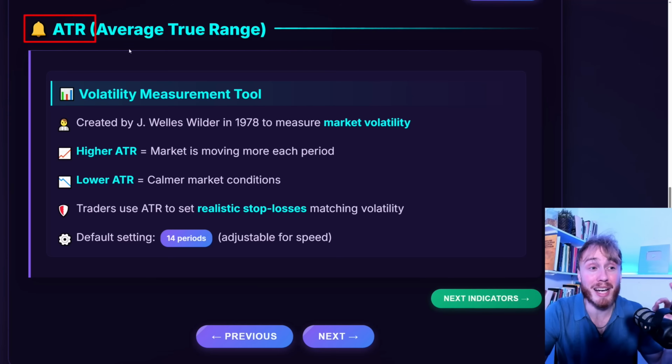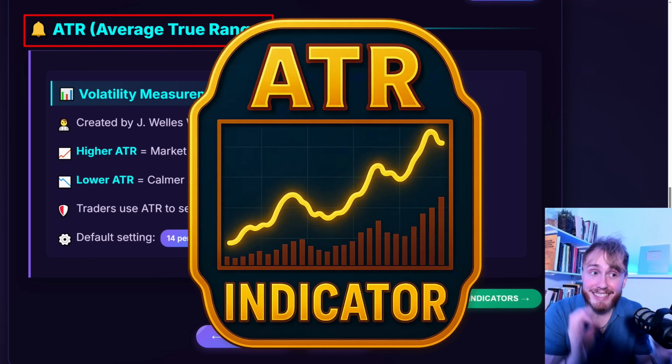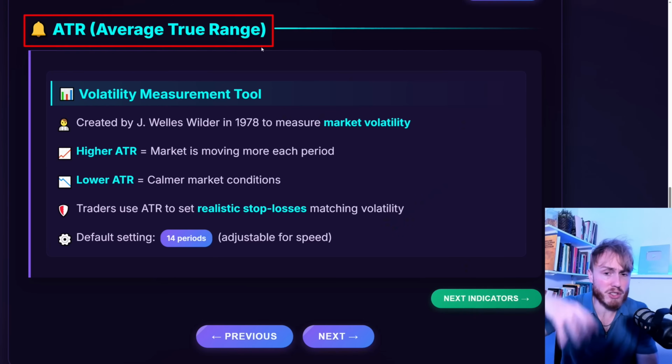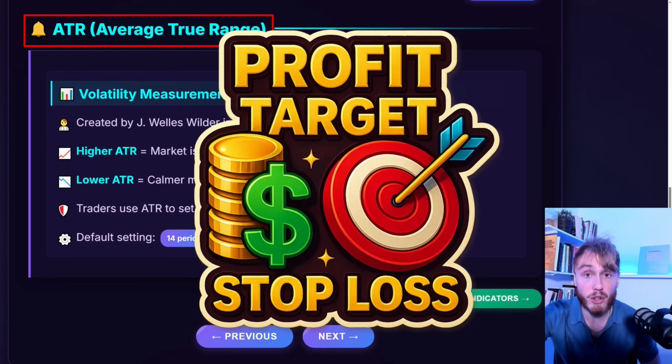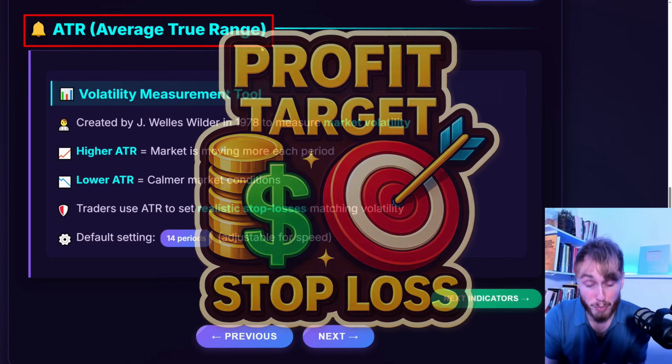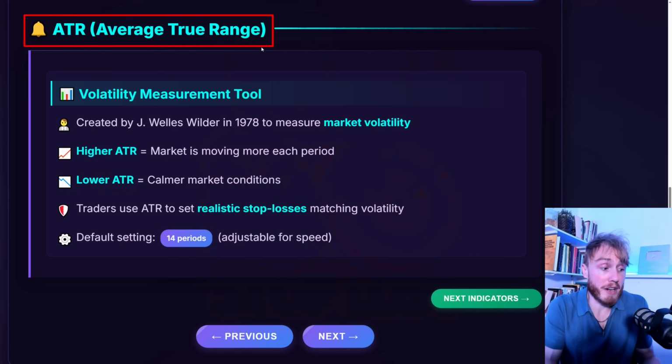Alright, so now it's time to take a look at the ATR indicator. And the ATR indicator can be a super useful tool. It can help you with key things like, where should you set your profit target, where should you place your stop loss, but it can also help you identify, when should you enter the market, when should you buy, when should you sell. Overall, it's an indicator you really need to know about.